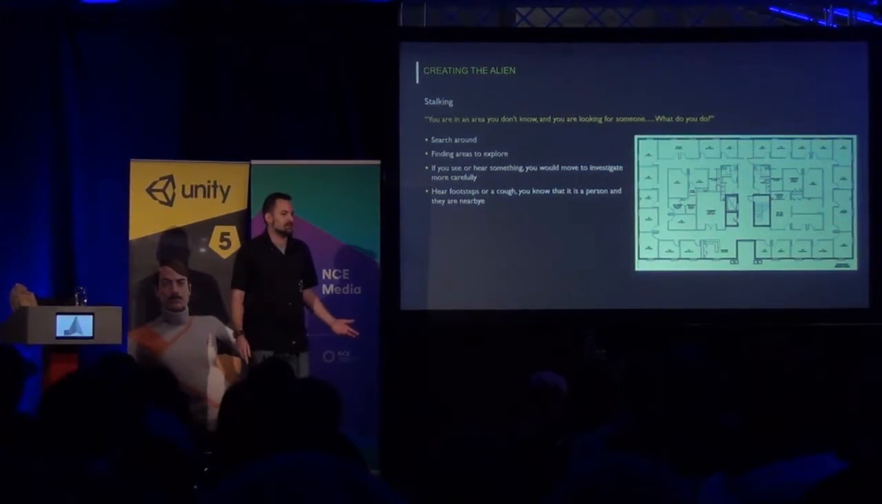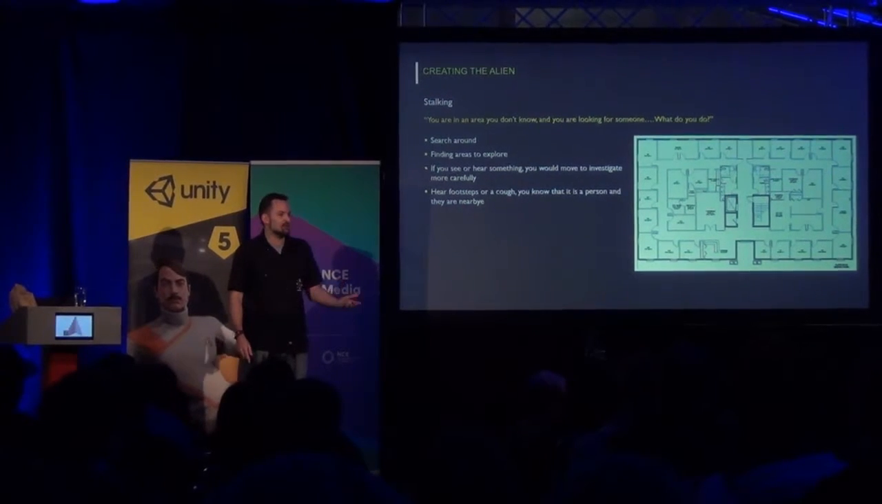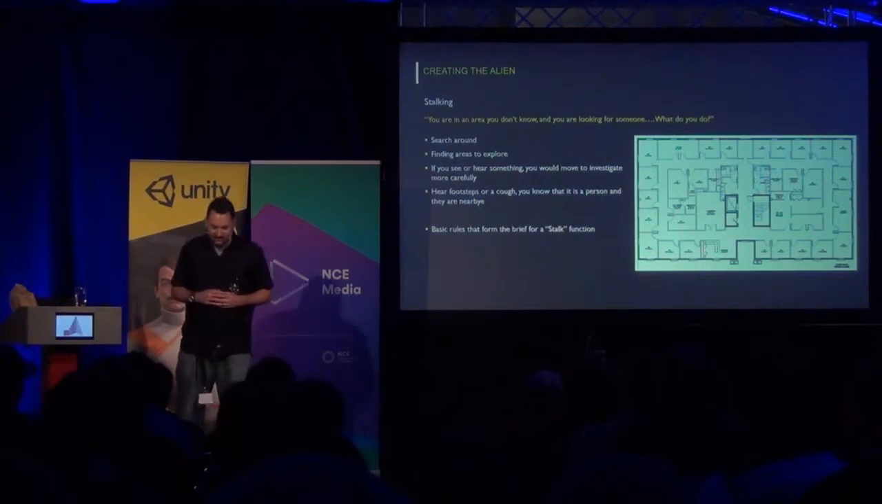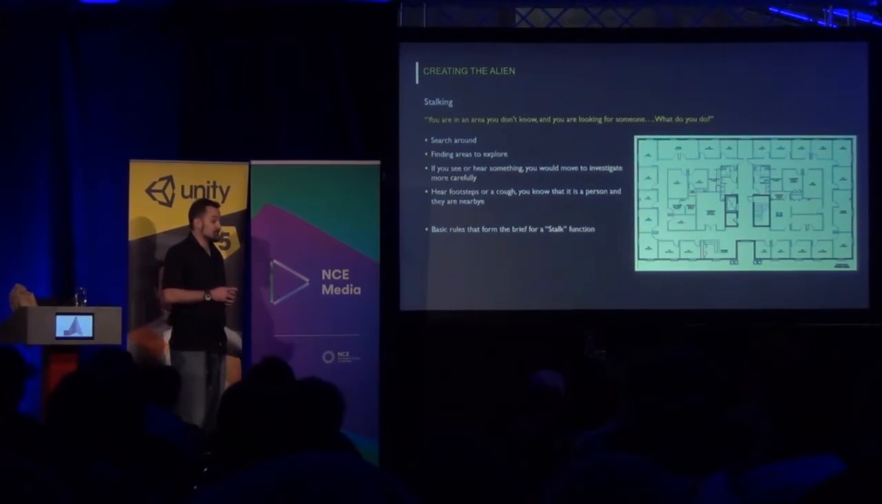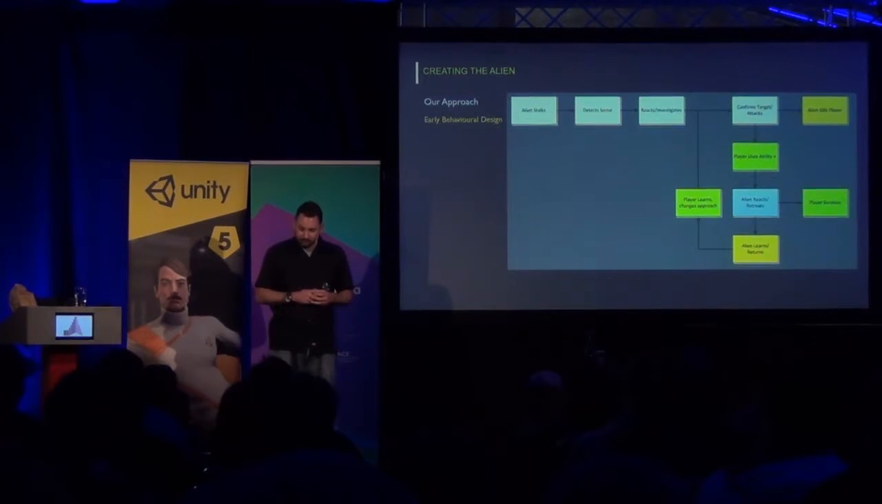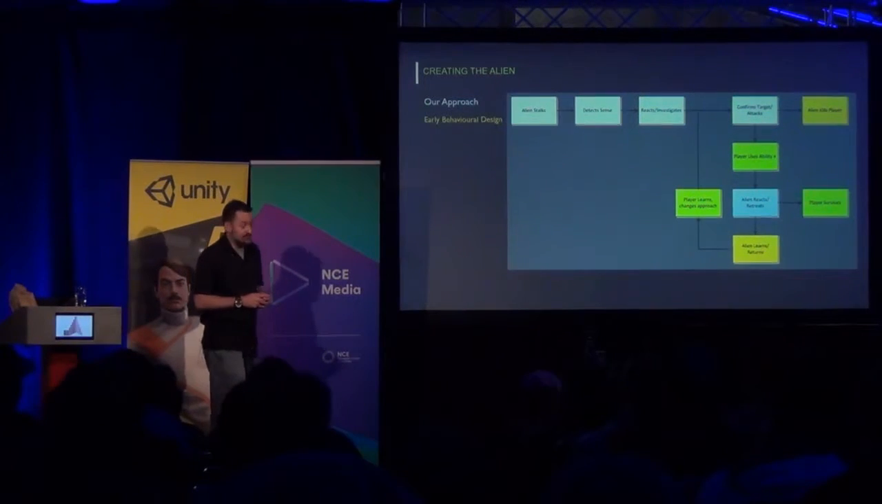So a lot of people, when they played the game, were like, "Oh, how come I'm running and the alien knows?" It's like, well, if you heard someone running, you know that's someone running. Of course, you're going to know. So it was kind of a challenge for us to be able to communicate that to the player. So these were the basic rules that formed our stalk function that we built the alien behavior around.